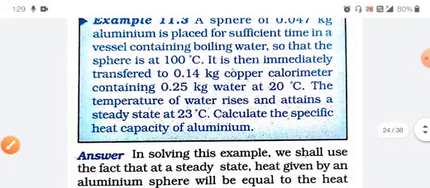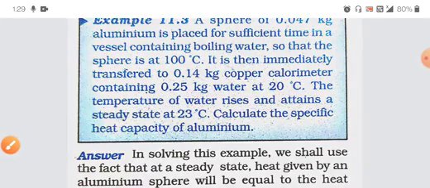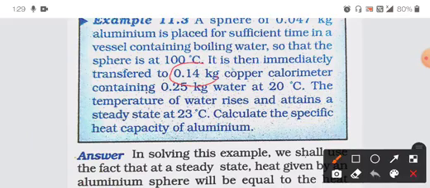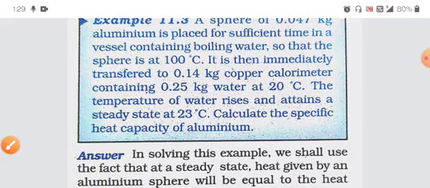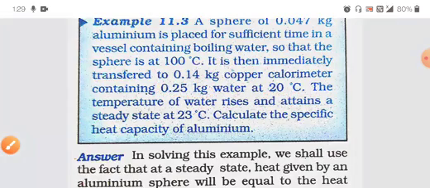Now it is immediately transferred to a 0.14 kg copper calorimeter containing 0.25 kg of water at 20 degrees Celsius. So there was a calorimeter having mass 0.14 kg, and in that previously water was placed having 0.25 kg mass, and the temperature of the water was 20 degrees Celsius, before putting the sphere.